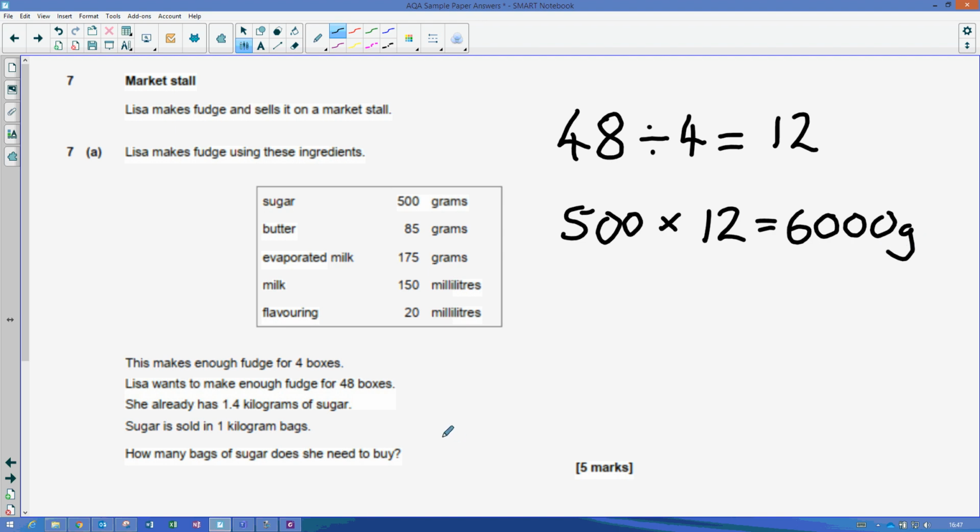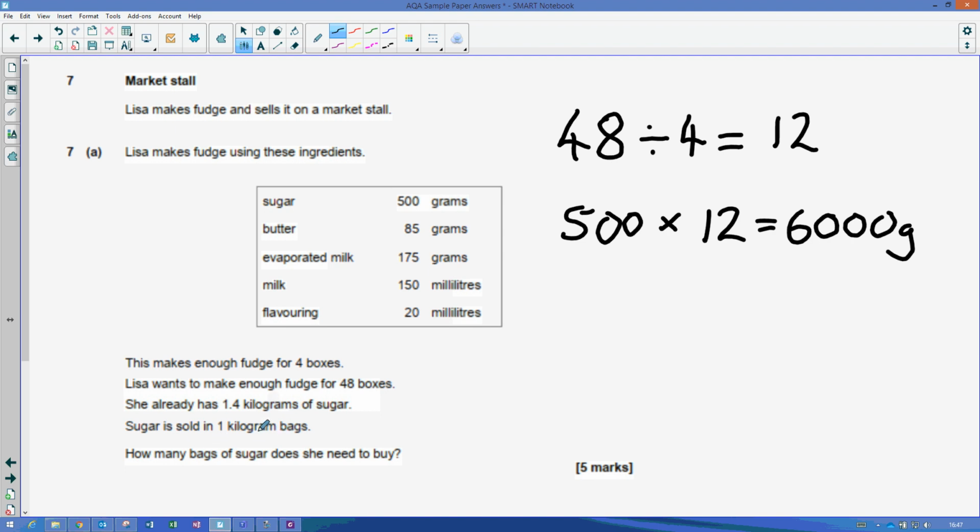Have we answered the question? It's always worth checking back to see if you've actually answered what you've been asked. How many bags of sugar does she need to buy? So we know how many grams of sugar she needs for her recipe. So we've not got the answer yet. We also know she has 1.4 kilograms and sugar is sold in 1 kilogram bags.